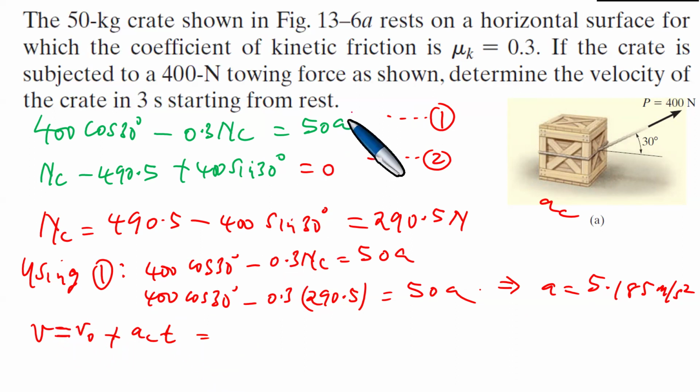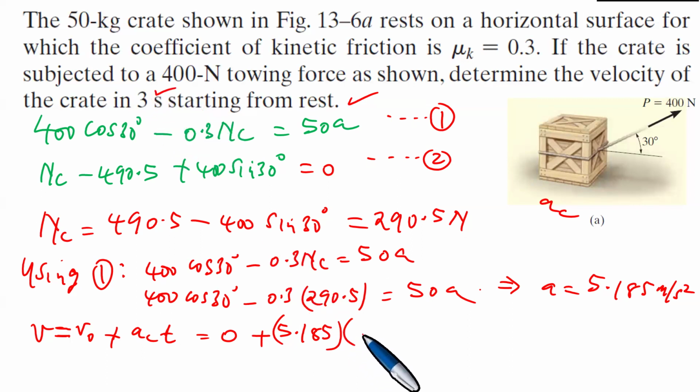And then now you have the initial velocity because this one is from rest. Zero plus the acceleration, which is 5.185. The time is exactly what? 3 seconds. And if you compute this, you're able to get 5.185 times 3, which is actually 15.6 meters per second. And this gives us exactly the acceleration that is required.